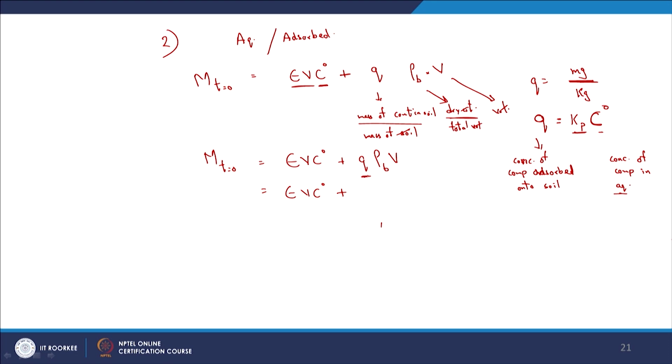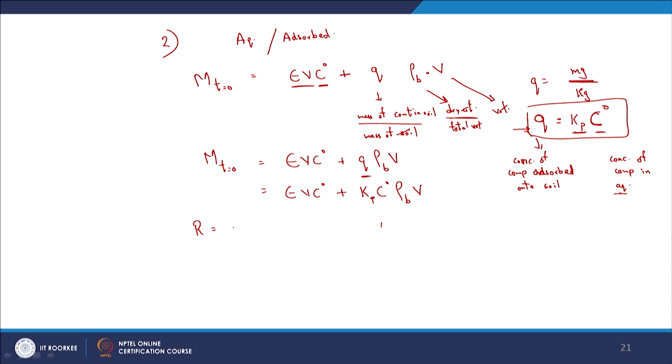It is obviously going to be dependent upon the concentration of the compound in the aqueous phase, as I can see from this particular relationship, right, because they are going to be at equilibrium with each other. So, Kp C naught rho B into V, right. Typically though, we are trying to understand, let us say, the time for remediation.